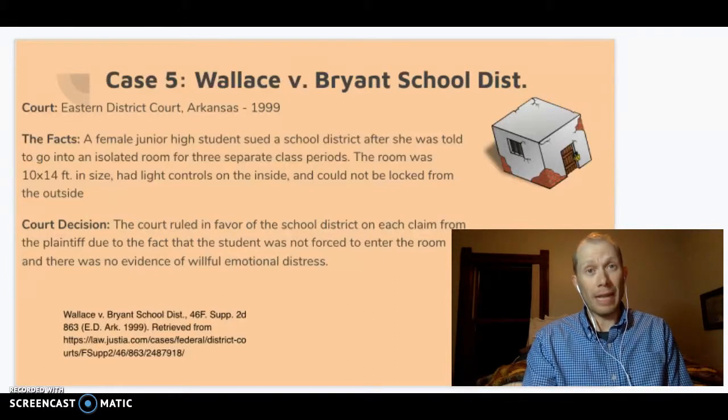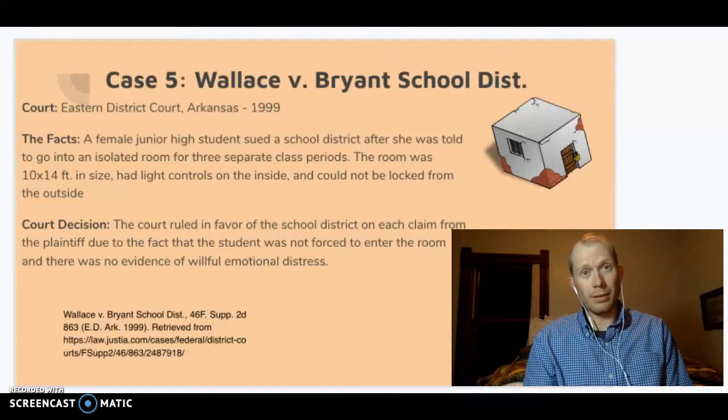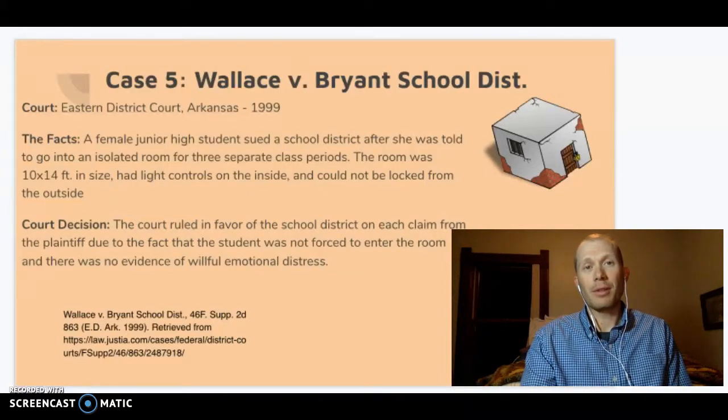The room that she was asked to go to was a 10 by 14 foot room. It had light controls inside the room, and it could not be locked from the outside. Now, these are key points for later on in the case. Wallace, the girl, was not forced to enter the room and was able to work on her homework while she was in there, and this happened 3 separate times as she was being disruptive to class. Wallace sued the school on claims of false imprisonment, negligent infliction of emotional distress, negligence, and deprivations of constitutional rights.